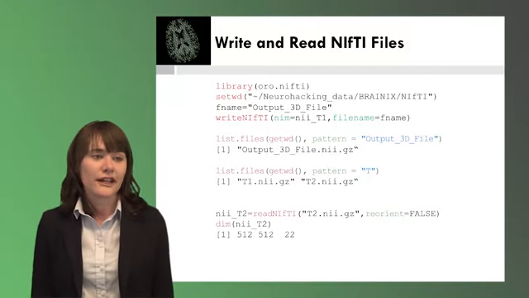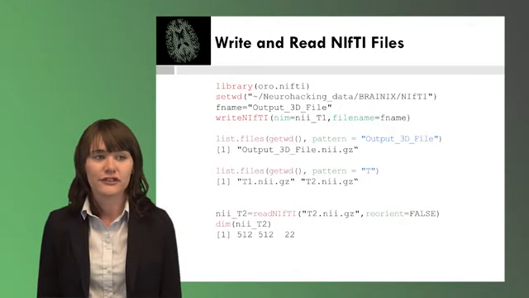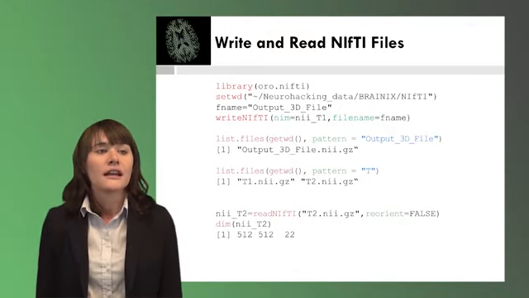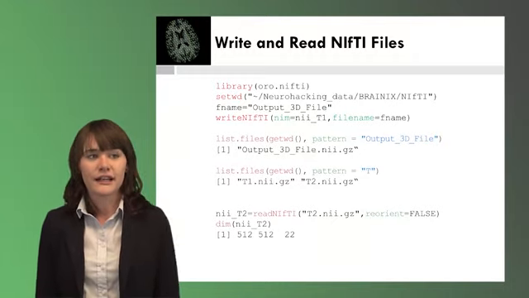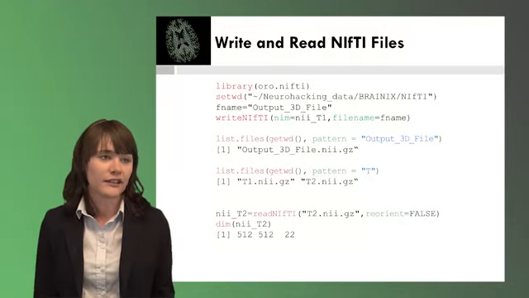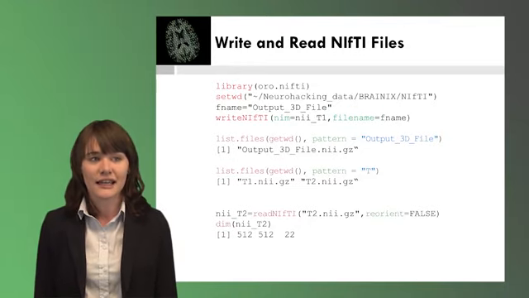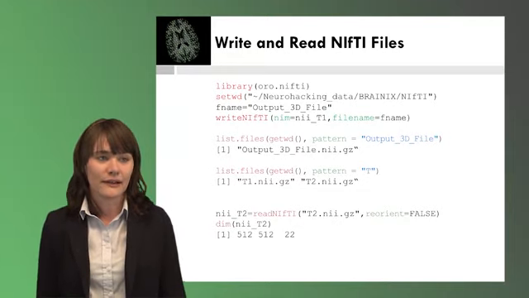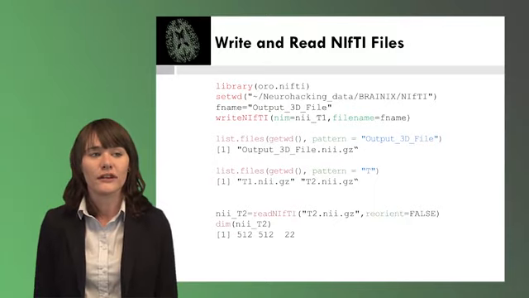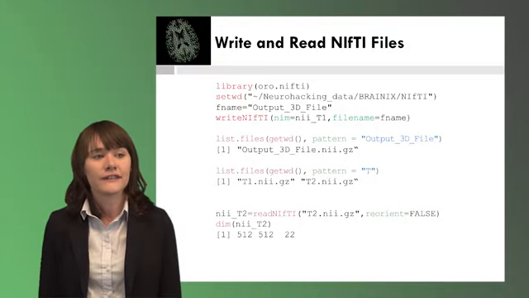So we're going to create a file name. We picked output 3D file, and we saved that string as the variable f name. Now if we use the write nifty function, what we need to do is pass in a nifty object, which will be called the argument nim. So we say nim is equal to the name of our nifty file, in this case nii_t1, and then we assign the file name. So we say file name is equal to the name that we wish, which is saved in the variable f name. And so now we've gone ahead and written out that nifty file.